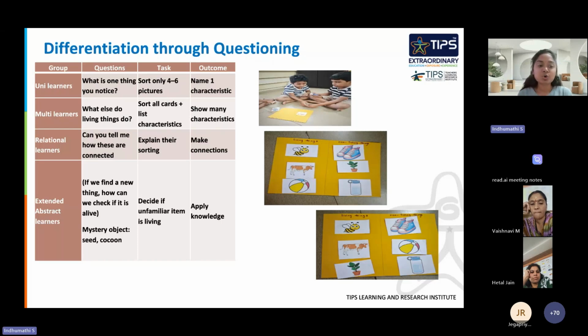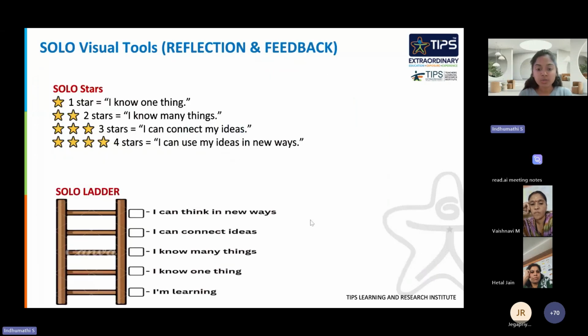So these are the SOLO visual tools. Now we frame the success criteria. We understood how we can have the same activity with differentiated success criteria. If you look at the previous slide, the differentiation happened through the questioning. That is differentiation through questioning. So we can say that simply by giving an activity, the learning doesn't grow in the earliest children. It happens only through the right questions.